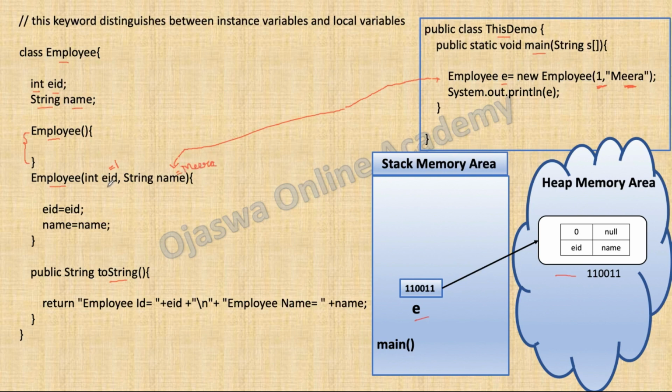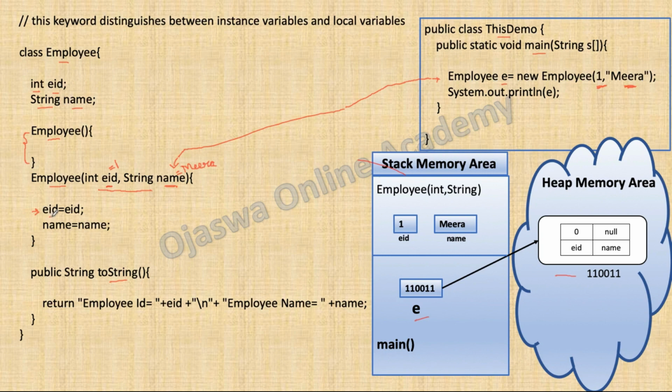Now these parameters EID and name are local to this constructor. Hence, memory allocation will happen on the stack. Local variables are stored on the stack. Hence, inside the stack, memory for local variable EID and memory for local variable name will be reserved, belonging to the constructor having parameters int, string. And the values passed from the object will be stored inside these local variables on the stack. Now once memory allocation happens for these local variables, the control will come inside the constructor and the code inside the constructor will execute.